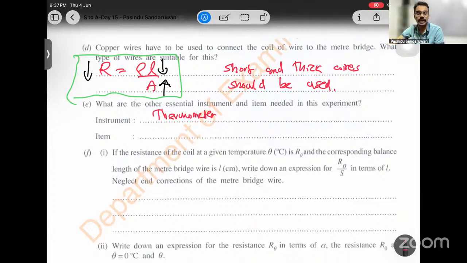The instrument is a thermometer. To make sure there is a uniform distribution of temperature throughout the liquid, you have to stir it, right? Then we need a stirrer. The instrument is a thermometer. The item is a stirrer.